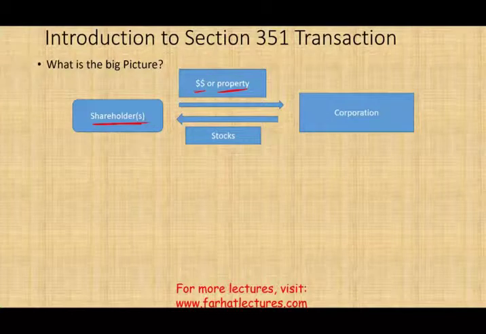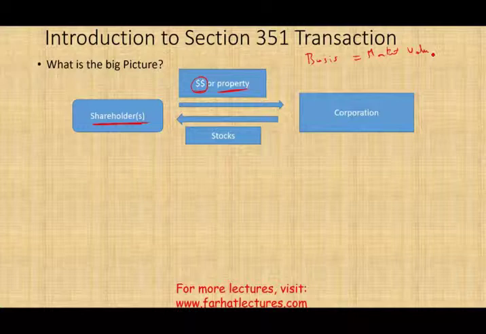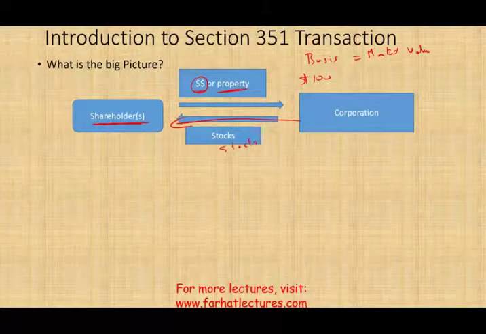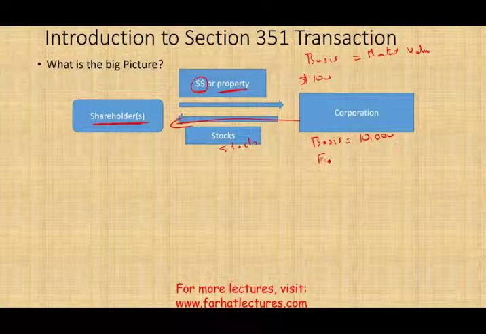Now, what does that mean? Well, if you contribute cash, it's not an issue, because the basis of cash equals its market value. Simply put, if you contributed $100 to the corporation, you're supposed to receive $100 worth of stock, so it's not a big deal. The question becomes, what happens if you contribute property? Let's assume you have a piece of property with a basis of $10,000 and a fair market value of $15,000.